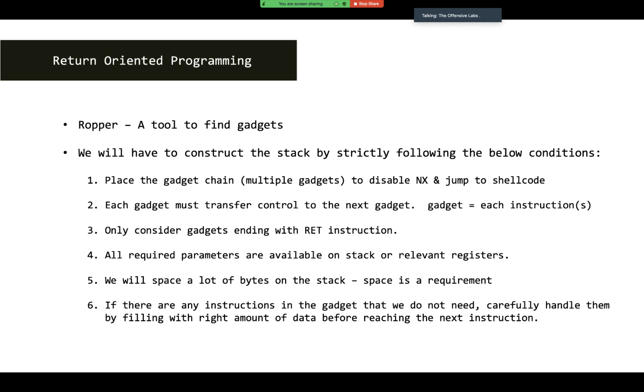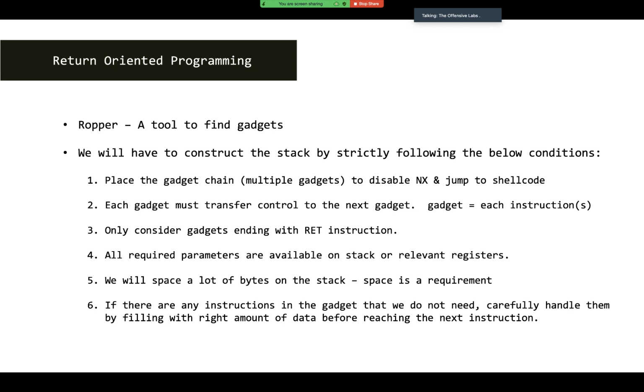start writing the ROP chains. First, we are going to use a tool called ROPper, which I have already introduced to you when we discussed return to libc, and we will have to construct the stack by strictly following these conditions. So when I build the ROP chain, I'm going to follow these conditions strictly.